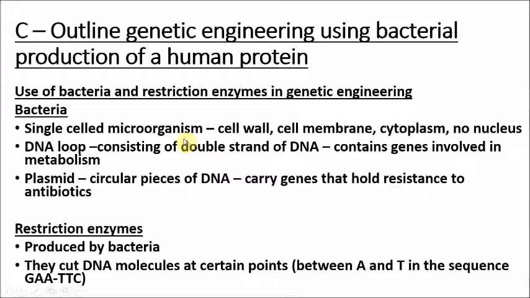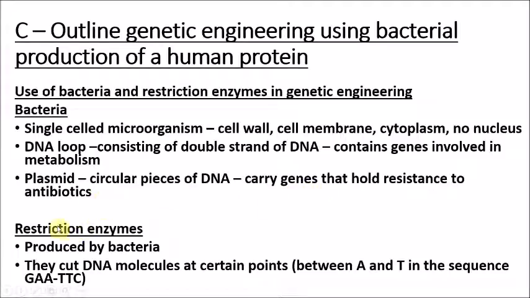Next, we have to talk about genetic engineering in a lot of detail in terms of creating human protein. So let's look at the bacteria. It's a single-celled microorganism. It's got these parts that we should know now. It's got the DNA loop, no nucleus, just a loop of double-stranded DNA that has genes involved in metabolism, everyday life. But it's also got these little plasmids, and these are circular pieces of DNA that carry genes that hold resistance to antibiotics.